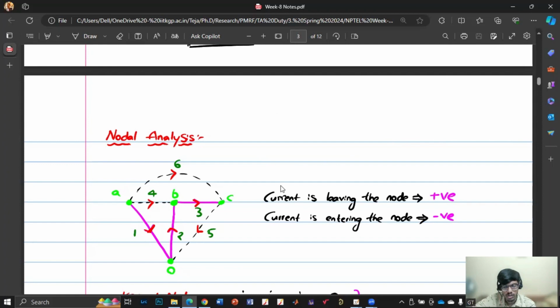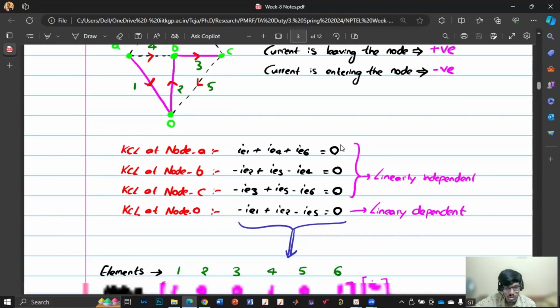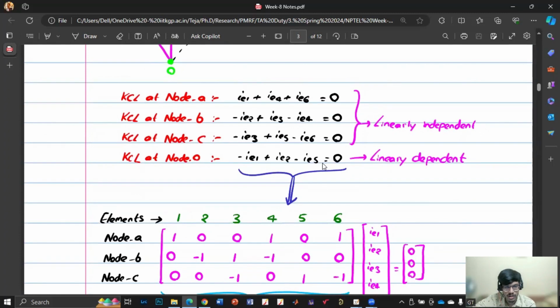Okay. So after learning this terminology, we first moved into nodal analysis, then mesh analysis, followed by cut set theory. In the nodal analysis, we apply KCL at each node. If the current is leaving the node, we consider it positive. If it is entering the node, we consider it negative. We considered three equations only, because one equation is redundant, as it is linearly dependent on these three, which are linearly independent. So we considered only these three.